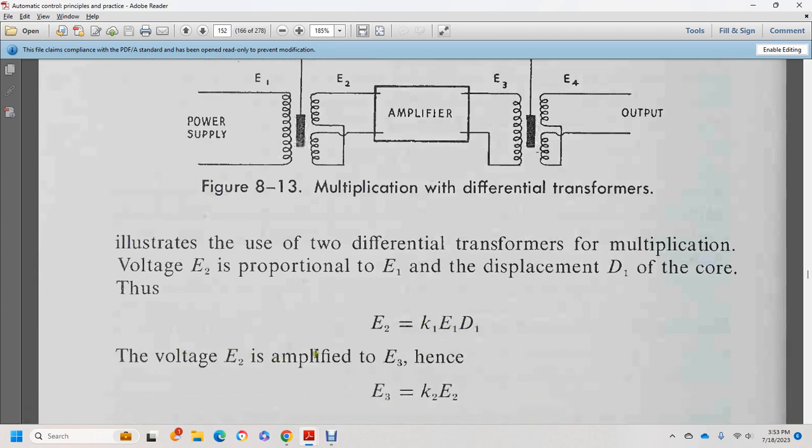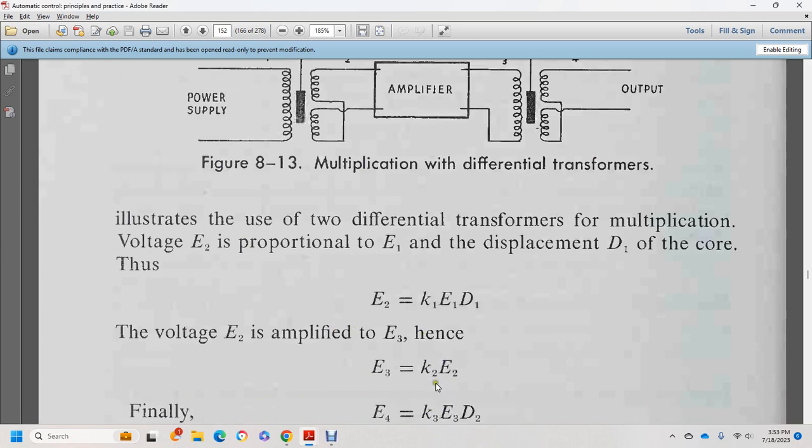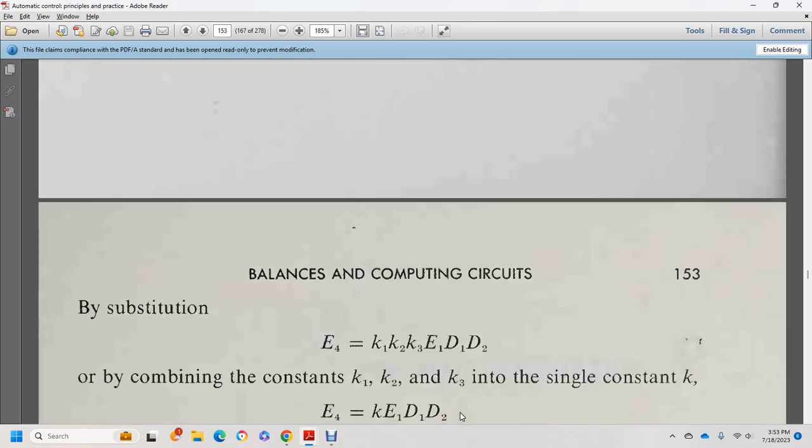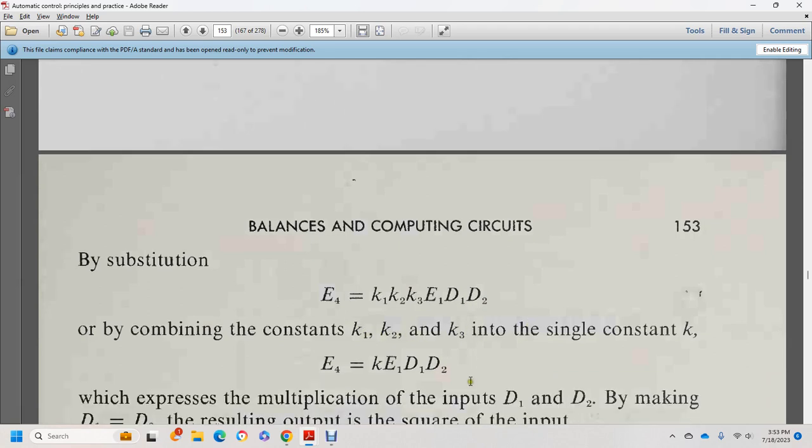The voltage E2 is applied with the voltage E3, hence voltage 3 is equal to K2 times voltage 2. Finally, voltage 4 is equal to K3 times voltage 3 times displacement D2. By substituting, voltage 4 with a constant K1, K2, K3, times voltage 1 times distance D1 and D2. Combination contains the constants K1, K2, and K3 into a single constant K. Voltage 4 is constant K times voltage 1 times distance D1 and D2.